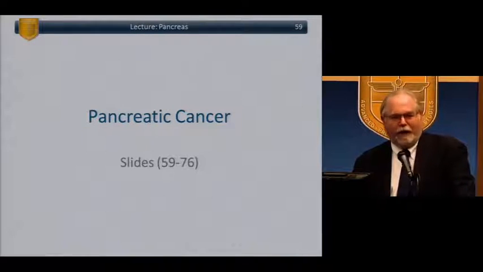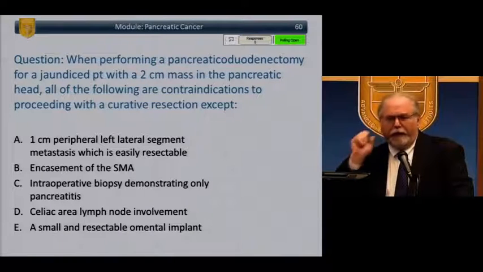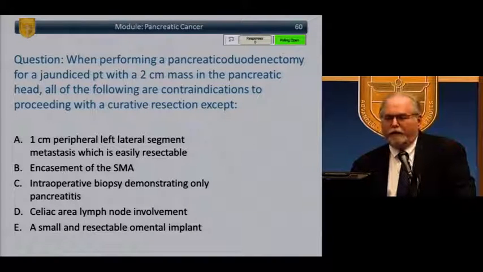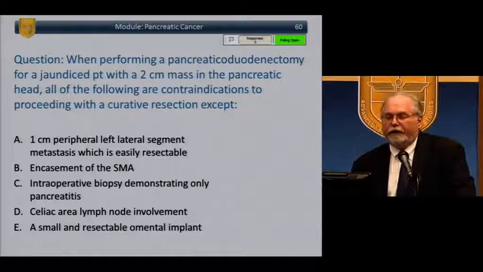Moving on to pancreatic cancer. When performing a pancreaticoduodenectomy for a jaundiced patient with a 2-centimeter mass in the head of the pancreas, all of the following are contraindications to proceeding with curative resection except: a 1-centimeter peripheral left lateral segment metastasis, which is easily resectable, encasement of the SMA, intraoperative biopsy revealing only pancreatitis, celiac area nodal involvement, or a small unresectable omental implant.